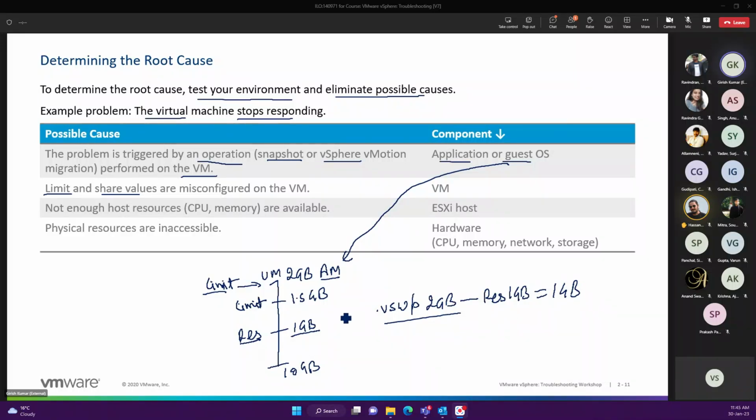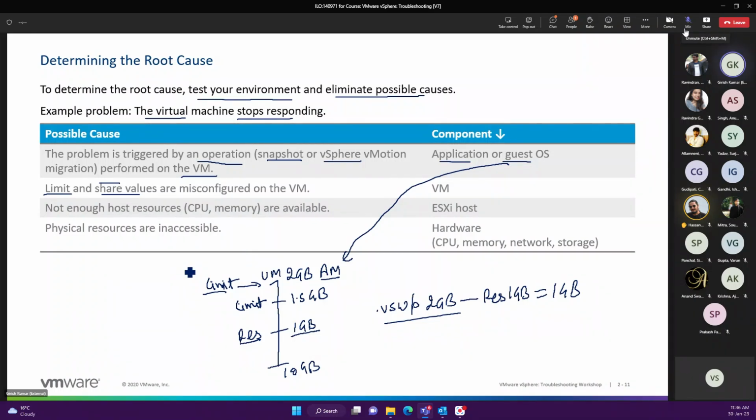And there is one more parameter we use, that is the share value. Share means what? And when is the hypervisor going to check these parameters? Two questions. What is a share? And at what condition is the hypervisor going to check the share value of the virtual machine? I believe when ballooning is required, right? That time it goes and checks for share values.